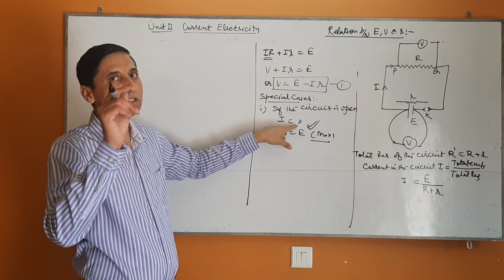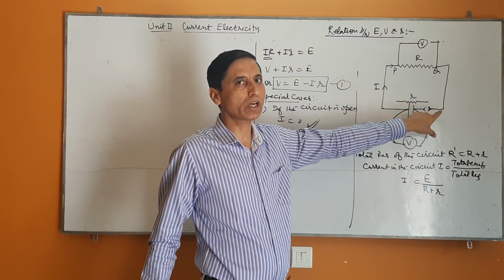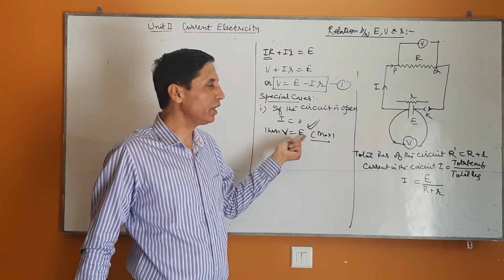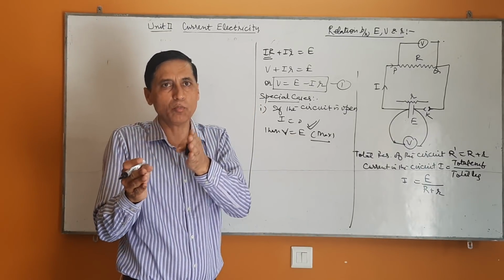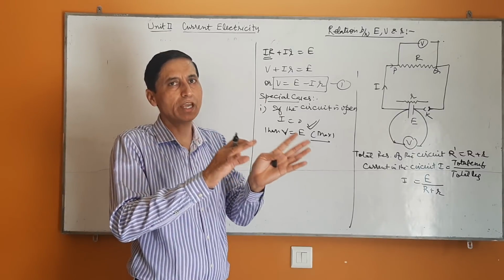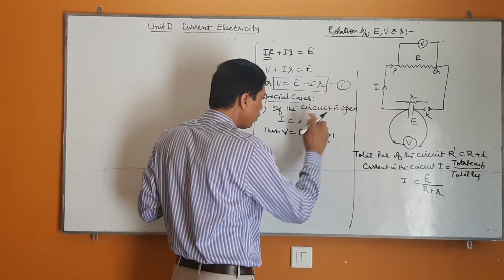And under what condition is the current 0? When the circuit is made open. If it is an open circuit, then the value of V is equal to what? It is equal to E. Then you can call it terminal potential difference or EMF, both are the same thing. Both have the same value. So under this condition, V is equal to E when the circuit is open.